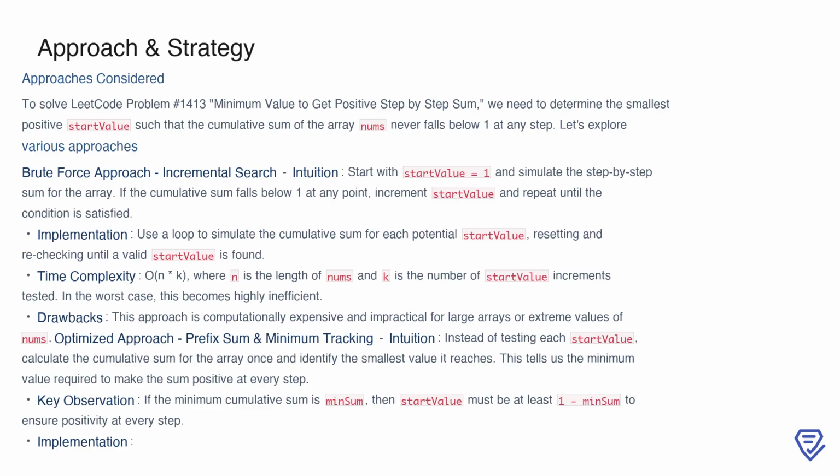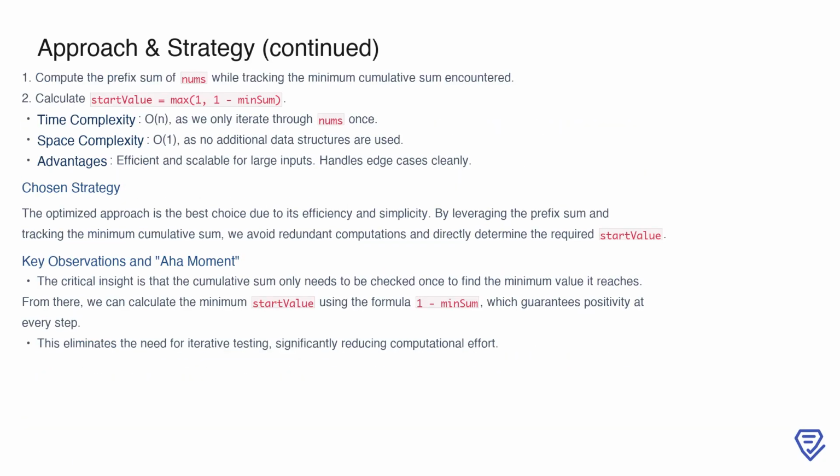This insight eliminates the need for trial and error, offering a far more efficient solution. The optimized approach can be implemented in 2 simple steps. First, we calculate the prefix sum of the array nums while keeping track of the minimum cumulative sum encountered during the process. Next, we use the formula start value equals max(1, 1 - min sum) to determine the smallest positive value that guarantees the sum remains positive at every step.